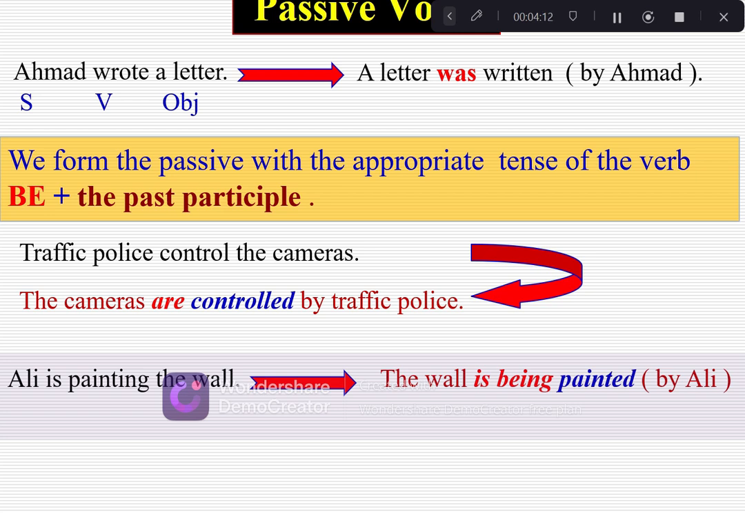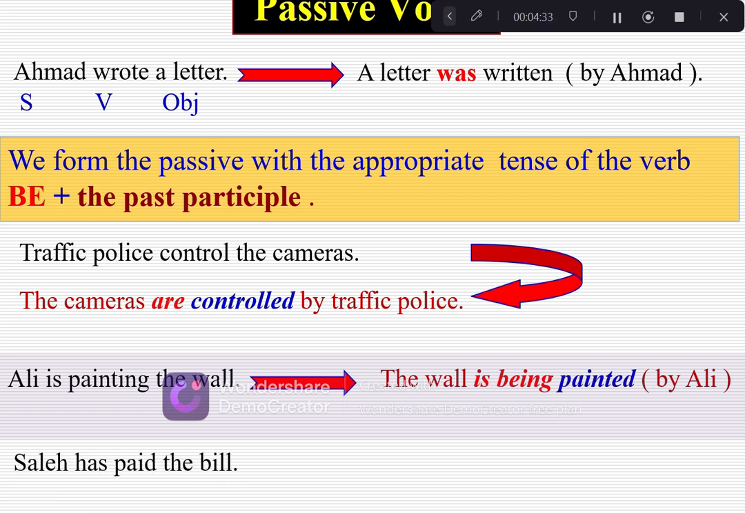You have to consider here that you don't copy the helping verb or verb to be from the original sentence. You can change it to another form from the same tense according to the new subject.